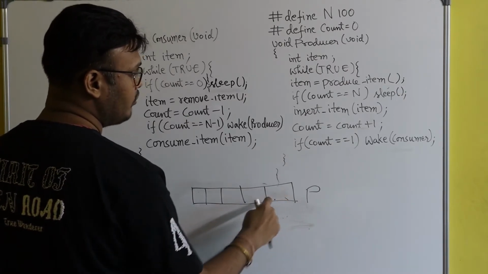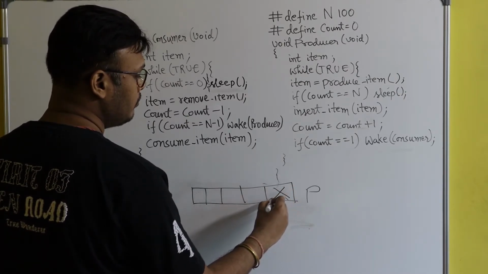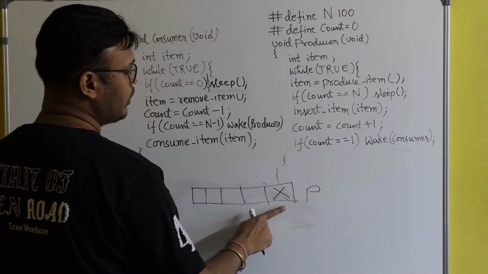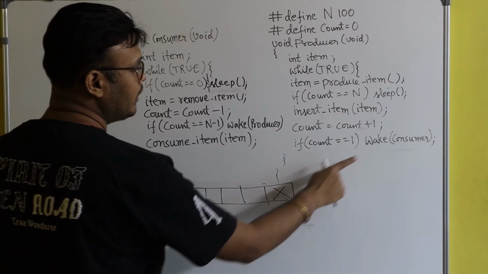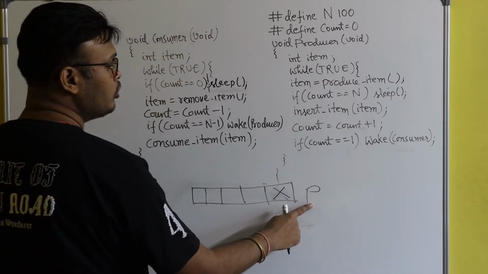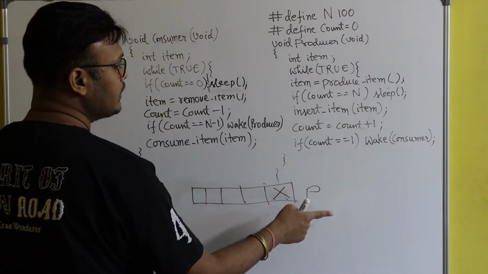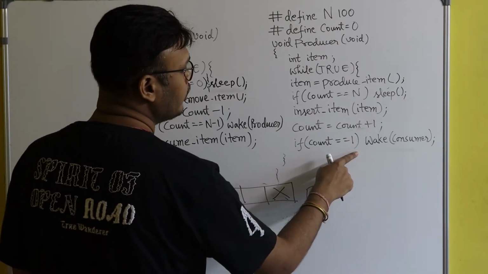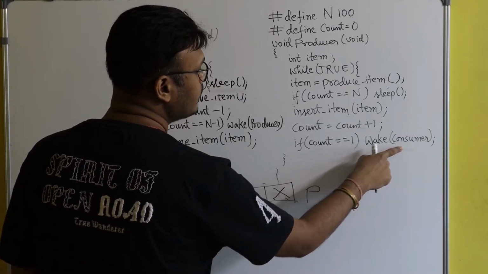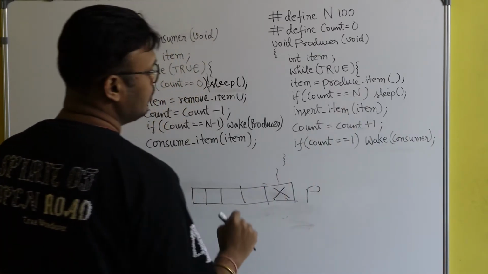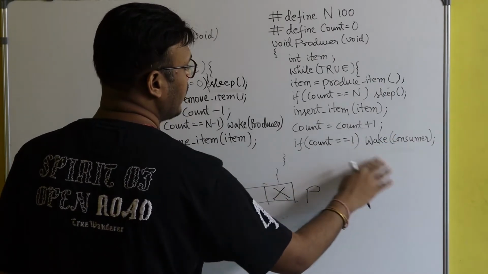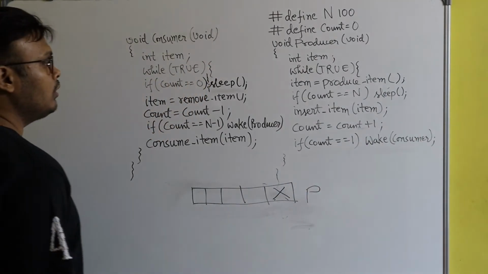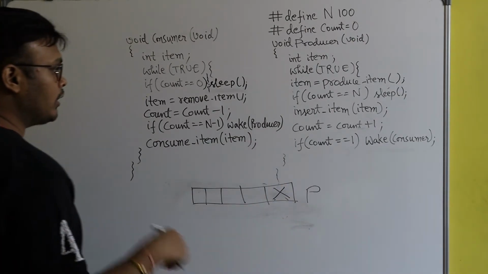So now after producing one item in the buffer, if count equal to n, it means what? If the buffer has one item, wake the consumer. So the producer wants to wake the consumer so that the consumer will consume things. For that, the producer will invoke the wake consumer system call. Okay, so here the producer has invoked the wake consumer system call, but the problem will be there.